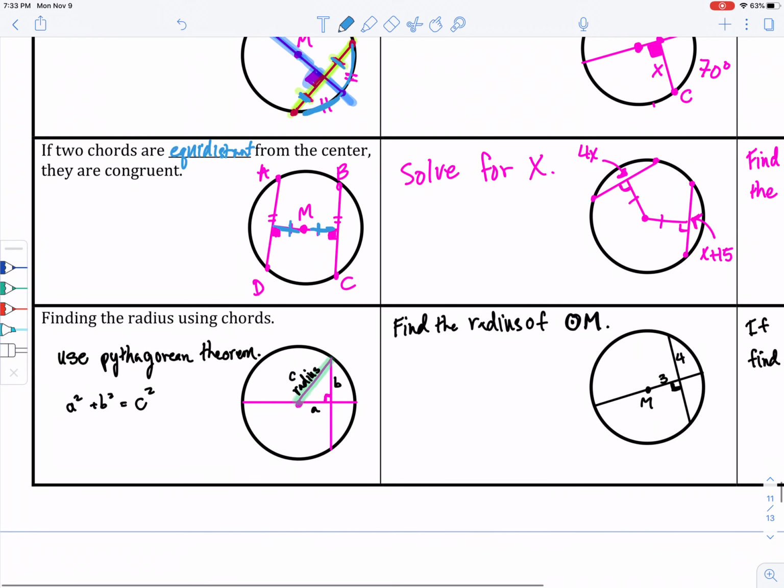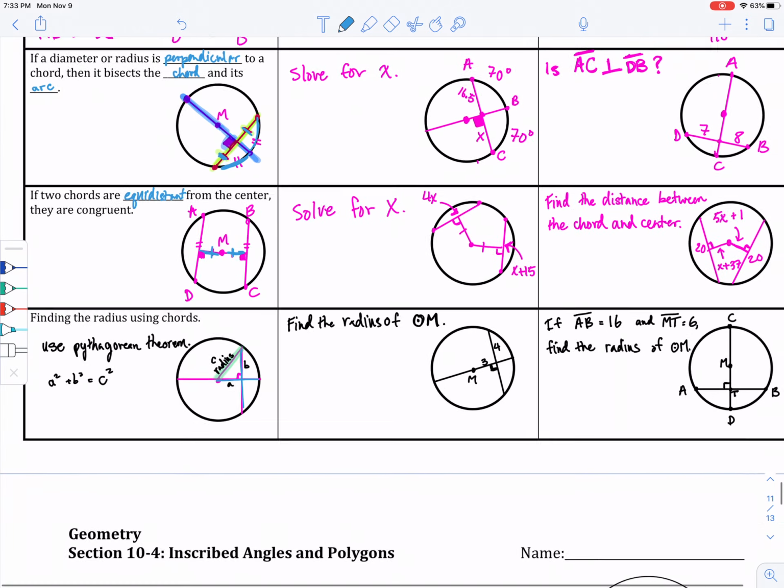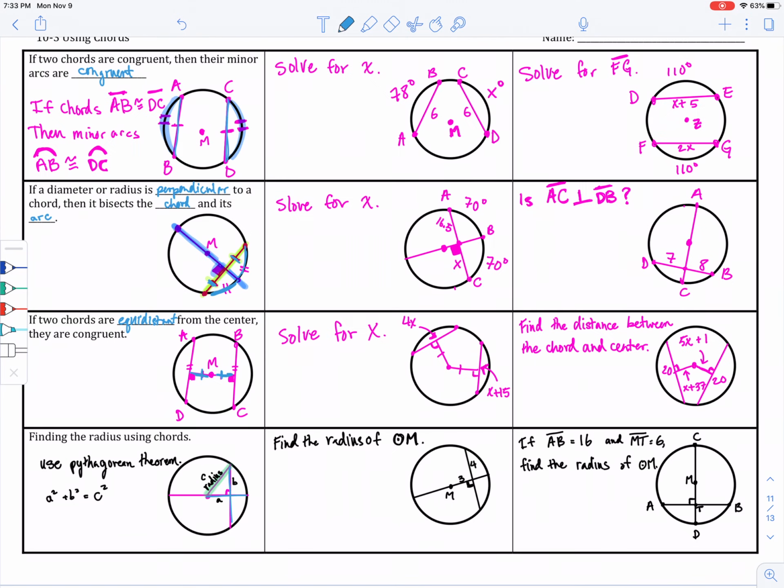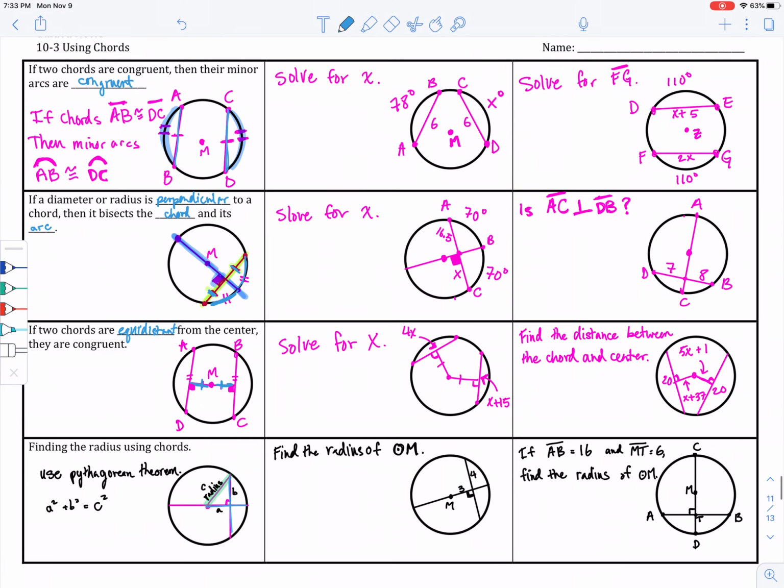And then finally, to find the radius using these chords, we can see that we have a perpendicular intersection here. We can actually use the Pythagorean theorem in order to find a missing radius. And we'll take a look at all these examples in class. You can go ahead and try to look at them and see if you can get some of these, and we will go over each of these examples based on the properties in our lesson.